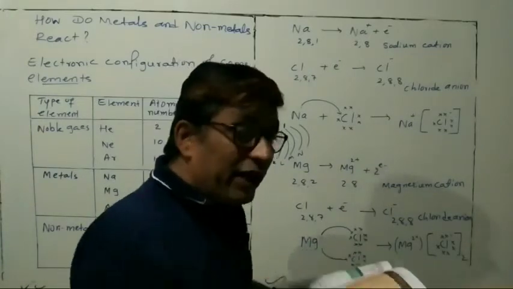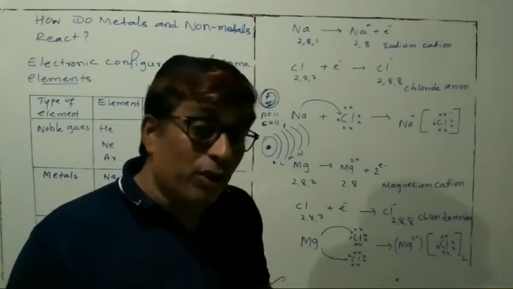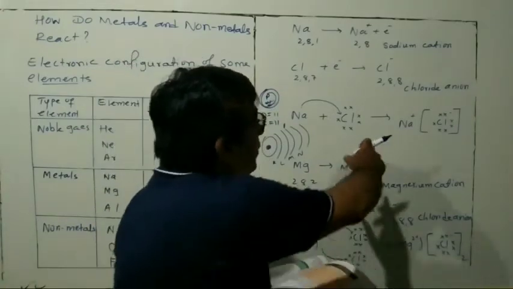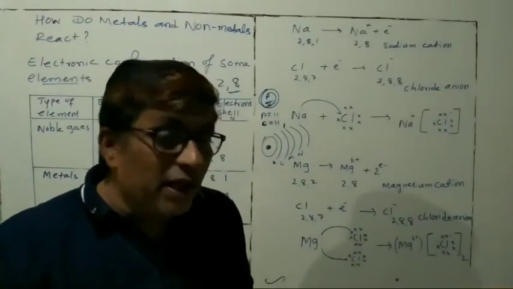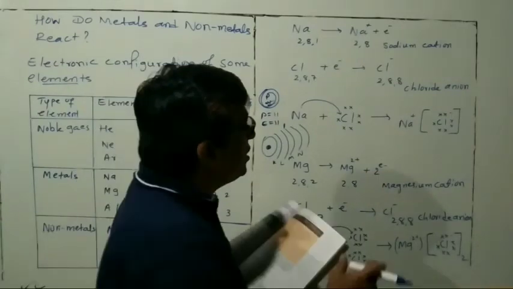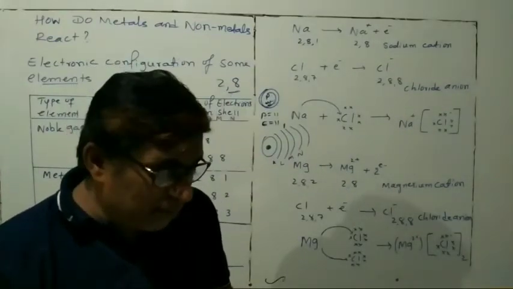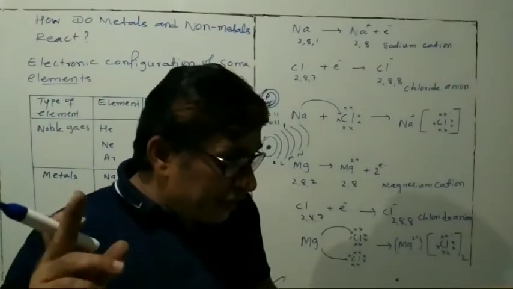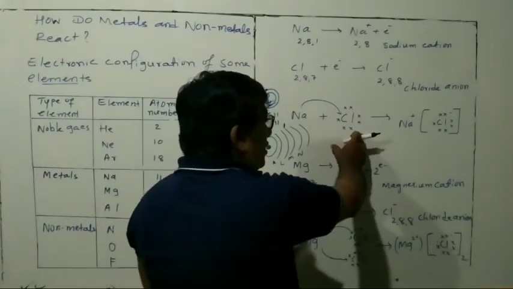So chlorine will have a negative charge because its nucleus has 17 protons and there are 18 electrons in its K, L, M shells. Because it is gaining, it becomes 18 electrons in the KLM shells. So this gives the chloride ion. So both these elements have give and take relations between them.